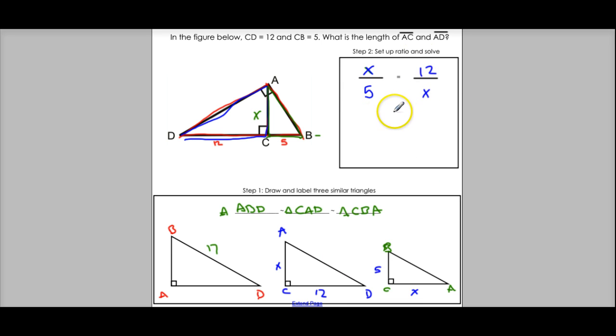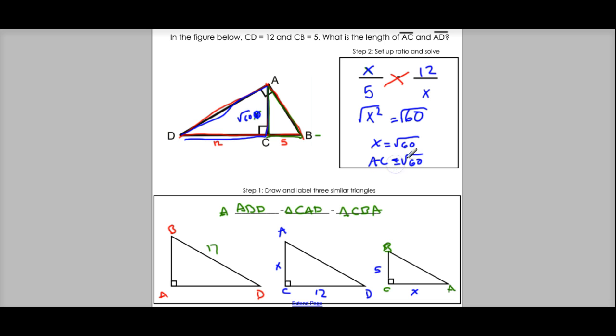To solve this, I'm going to cross multiply, and I get X squared is equal to 60. Take the square root of both sides to solve. If you have an X squared, to undo a square, you take the square root. It's like when we did Pythagorean theorem. And we get X is equal to the square root of 60. Now you could write that as a decimal, but I'm just going to leave it as the square root of 60. And that goes right over here, square root 60. Beautiful, we found out what AC is. AC equals square root of 60.